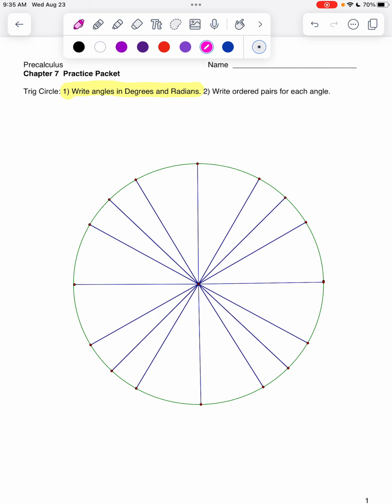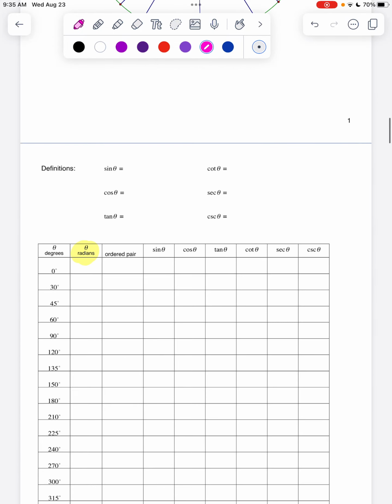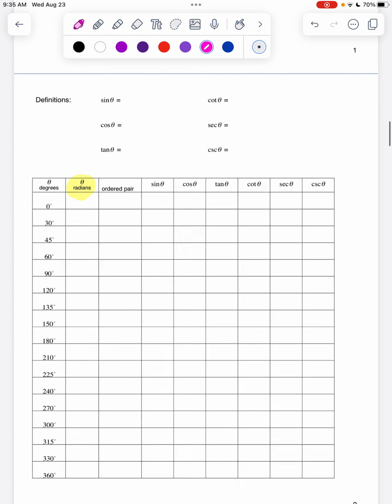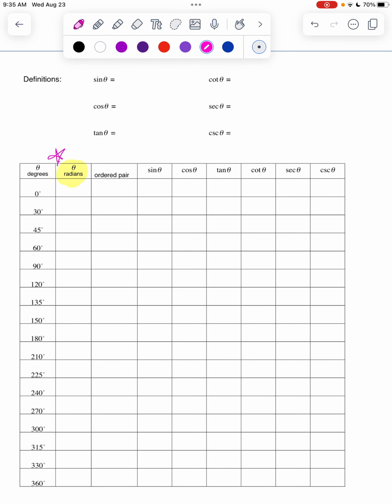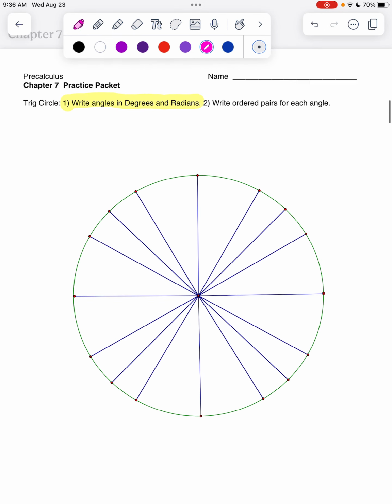So today we are gonna start with doing a little bit of notes, but in the practice packet. So let's go to practice packet, page 1 and 2. Today we're gonna focus mainly on page 1, and then I'm gonna have you try doing only the radians part on page 2. Okay, let's get started.